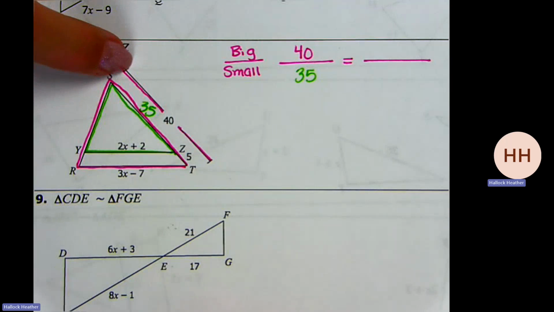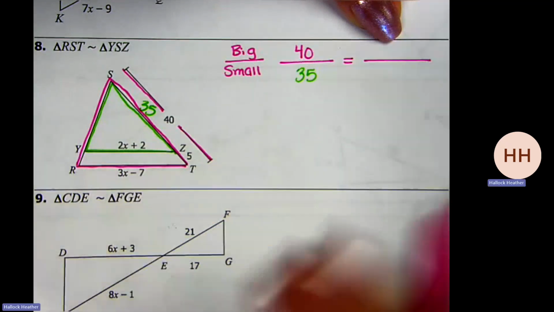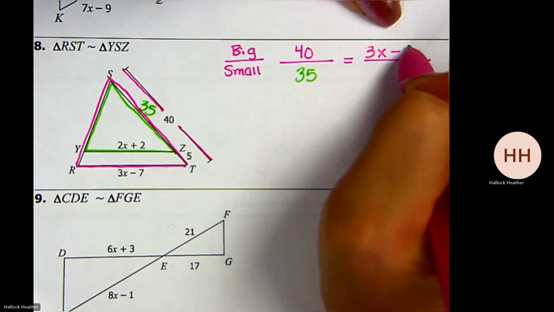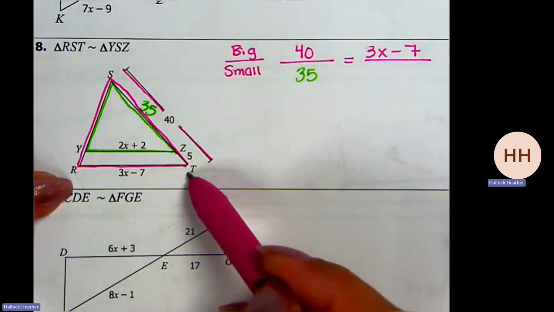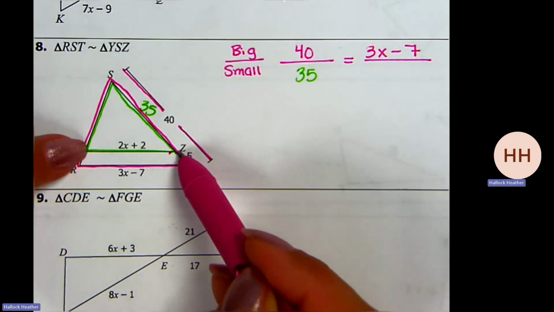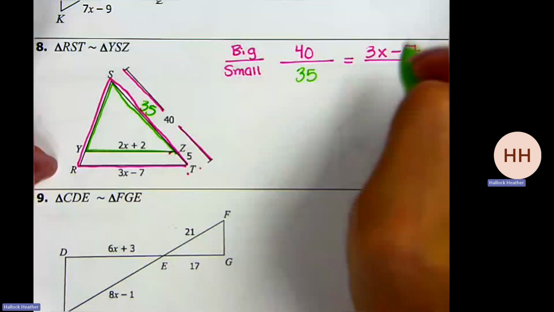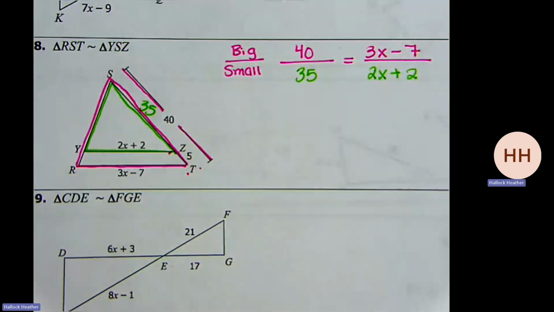What's the other portion of the big triangle? Because big has to go up top. So what's the other dimension that they give me on the big triangle? 3x minus 7. And then what's going to be that matching piece on the smaller triangle? 2x plus 2. So this is the big one. This is the small one. So 2x plus 2 is going to go in the denominator. So that's how you would set up that one.